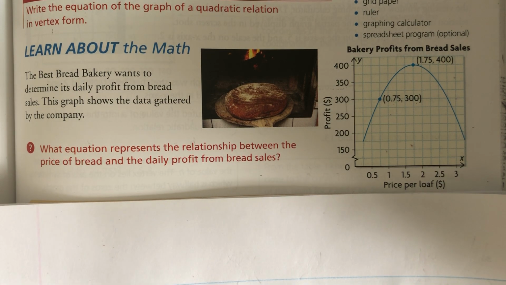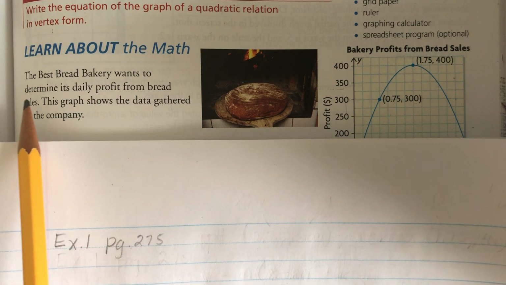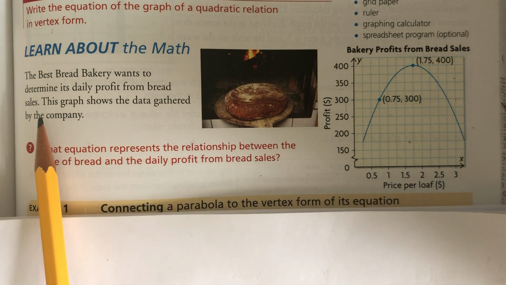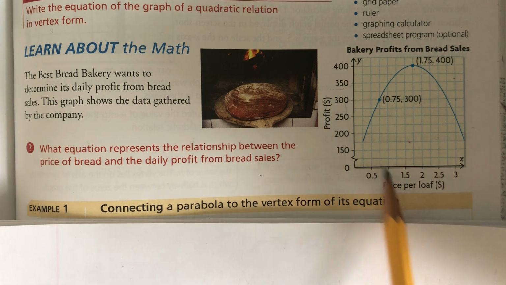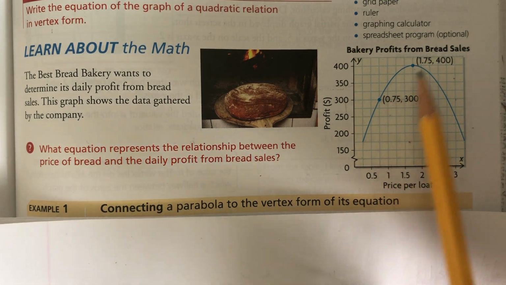This example is on page 275 of the textbook, and it says the Best Bread Bakery wants to determine its daily profit from bread sales. This graph shows the data gathered by the company. So we see profit is dependent on the price per loaf. And here 2 points are indicated.